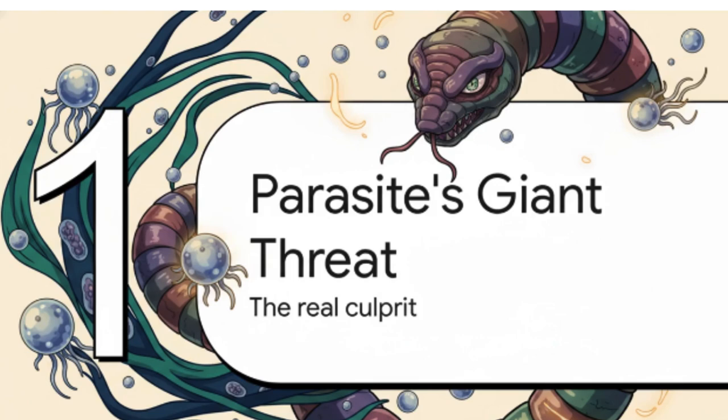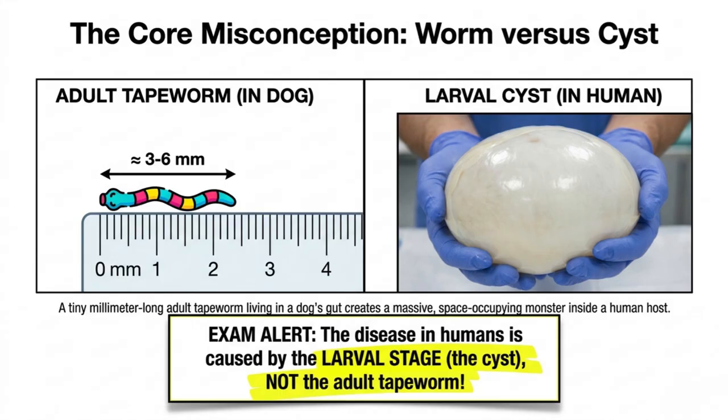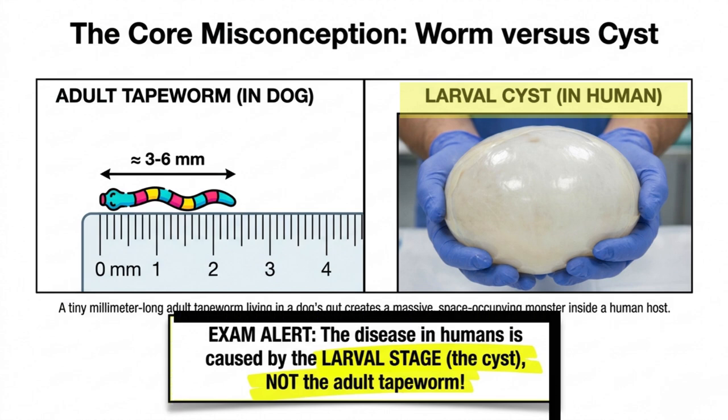Section 1. The tiny parasite's giant threat. Look at the incredible contrast here. It's actually kind of wild. On one hand, we have the adult tapeworm. It's tiny. We're talking literally just a few millimeters long, just chilling completely harmlessly in a dog's gut. But on the other hand, the massive, monstrous larval cyst it can create inside a person. It's a super common mistake to blame the adult worm for the disease. But you've got to remember that the actual disease in humans is caused by the larval stage, the cyst itself. It really just goes to show how a tiny little parasite can create a massive physiological problem.